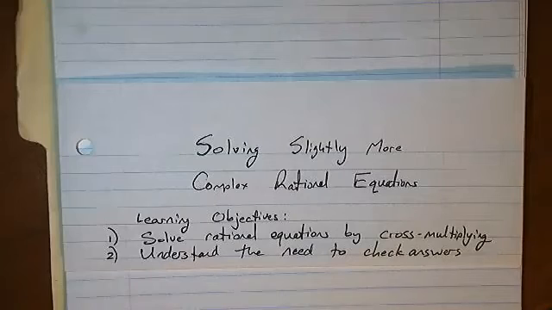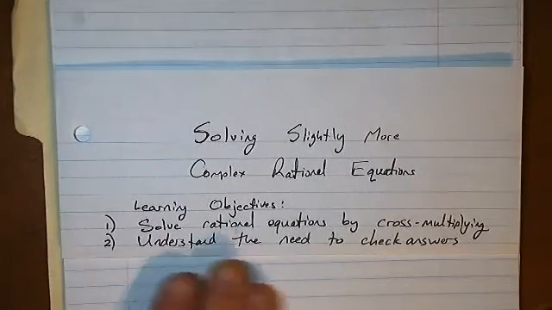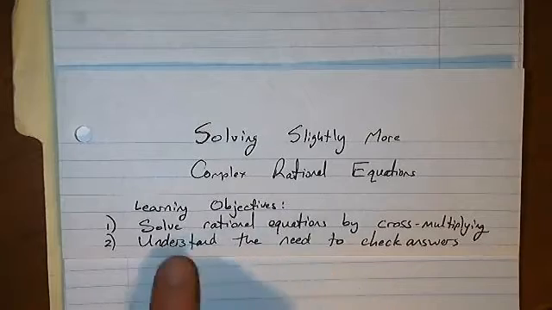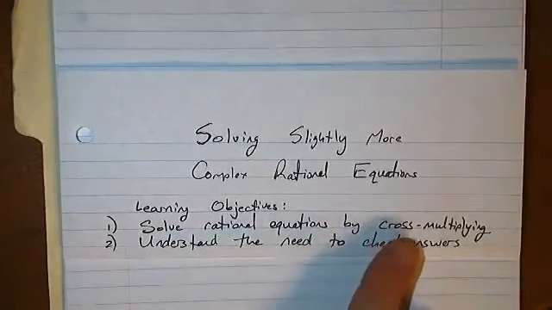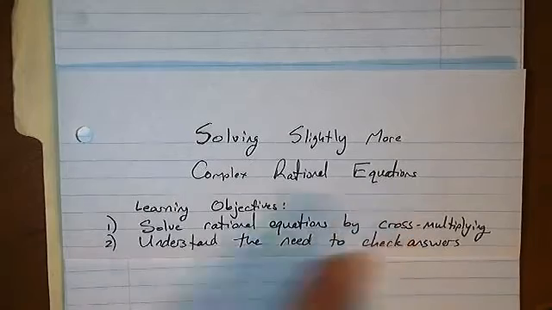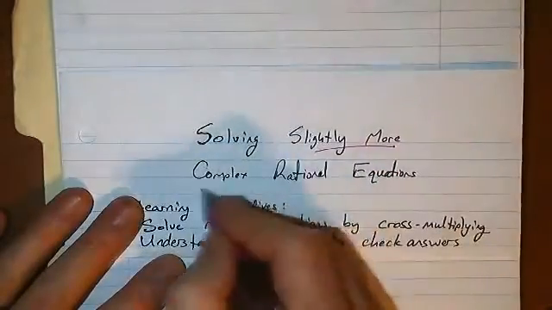The learning objectives for this are identical to the learning objectives from the last video. Be able to solve rational equations by cross multiplying, and then understand the importance of checking answers. In the last video, we talked about how to solve cross multiplying when the equations turned out to be relatively simple. And so in this video, we're looking at slightly more complex.